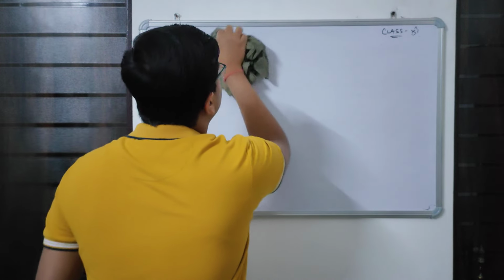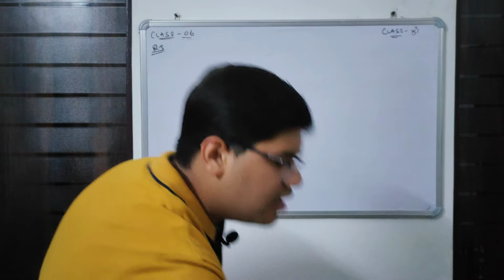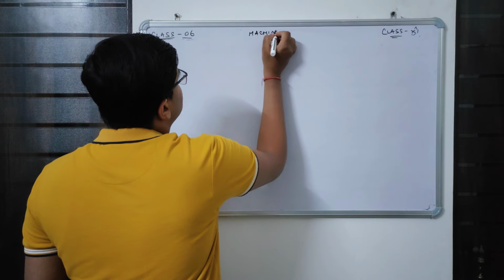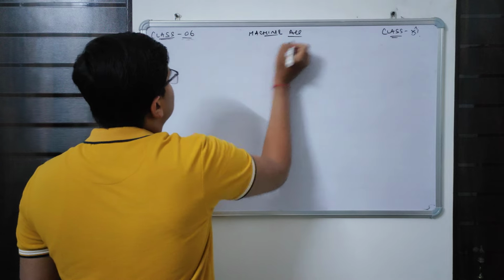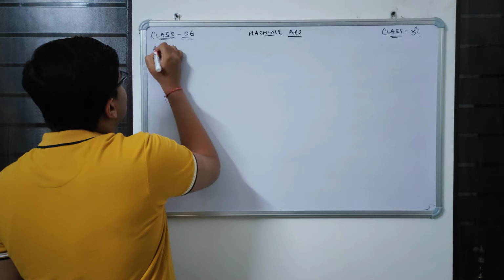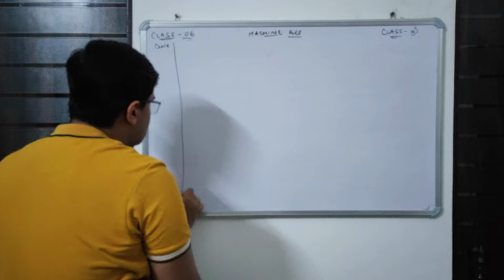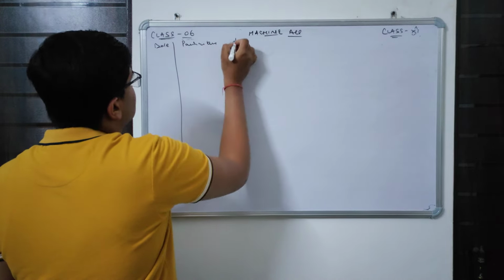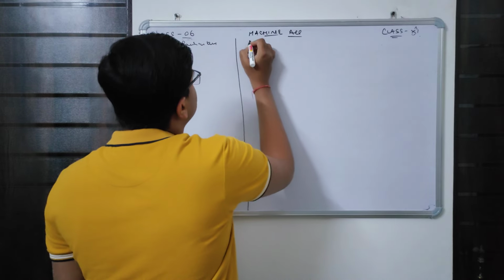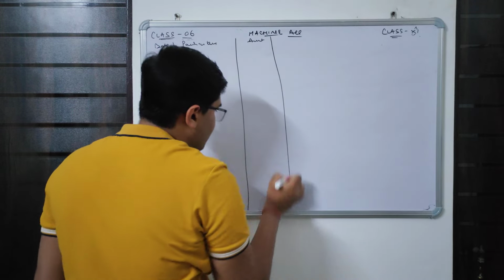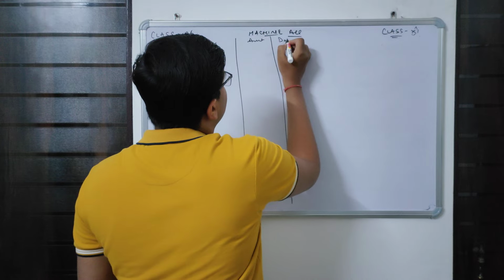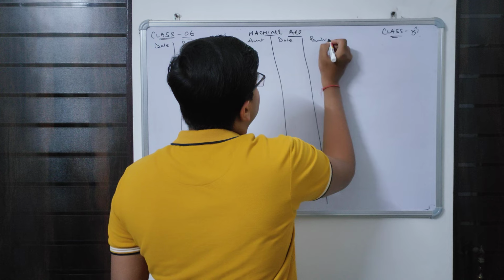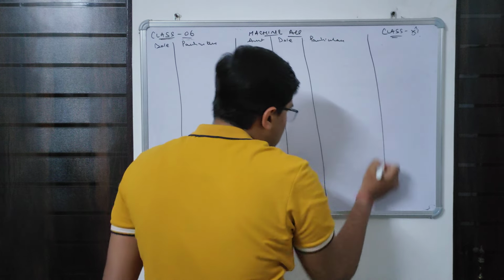So let me rub it. So again you have to prepare the machinery account here. You have to write the date, particulars, amount, date, particulars, amount.